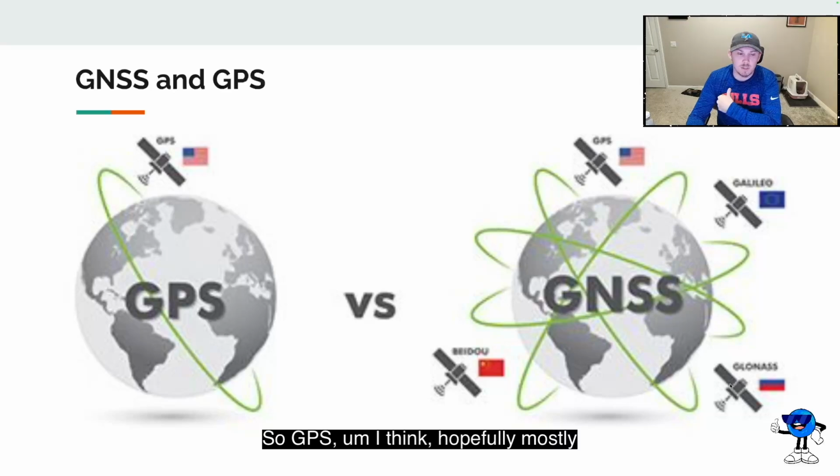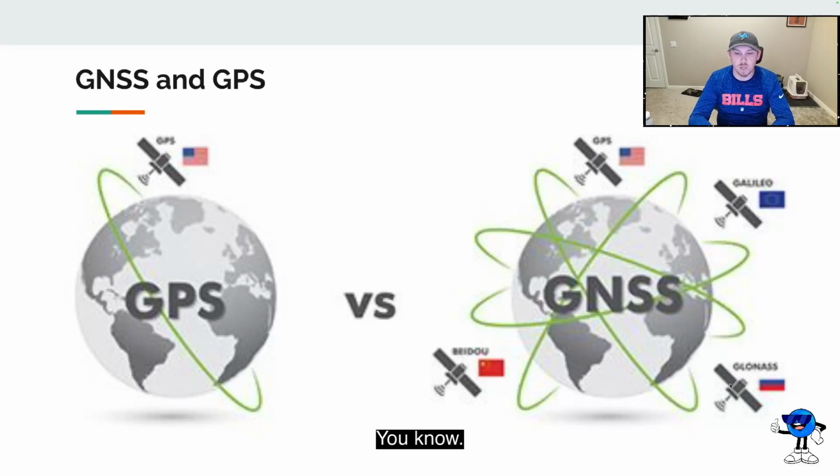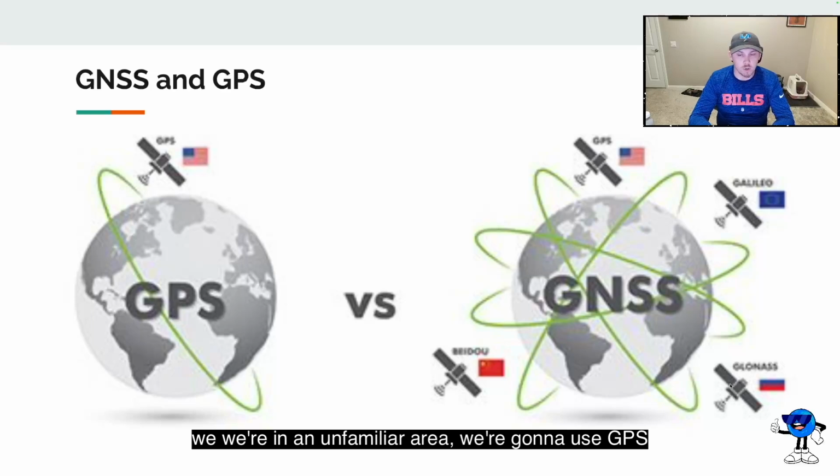So GPS, I think hopefully most everyone knows what GPS is. It's a global positioning system. It's what we all use on a pretty regular basis, or if not a daily basis, for routing, trying to figure out where we want to go. We're in an unfamiliar area. We're going to use GPS in our phones to figure out where we need to go.